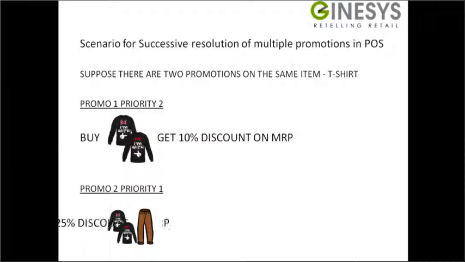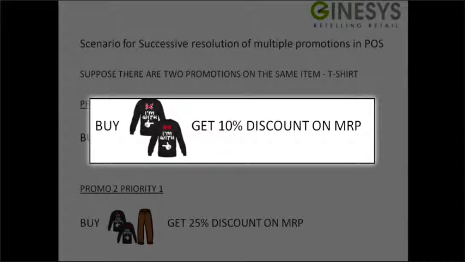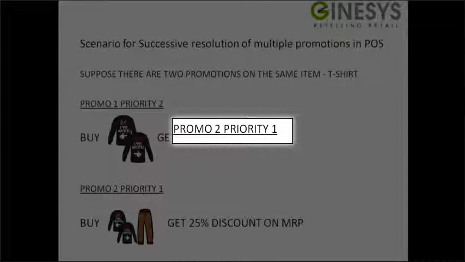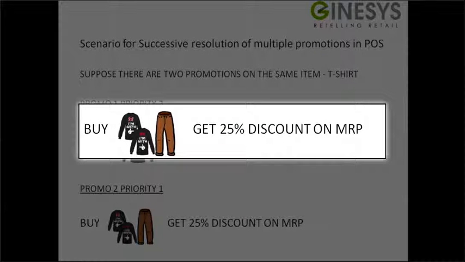Let us look at the scenario for successive resolution of multiple promotions in POS on a single item. Suppose there are two promotions on the same item. Over here, a t-shirt. Promo 1 with a higher priority of 2 says, buy 2 t-shirts, get a 10% discount on MRP. Promo 2 with a lower priority says, buy 2 t-shirts and a cargo and get 25% discount on MRP.